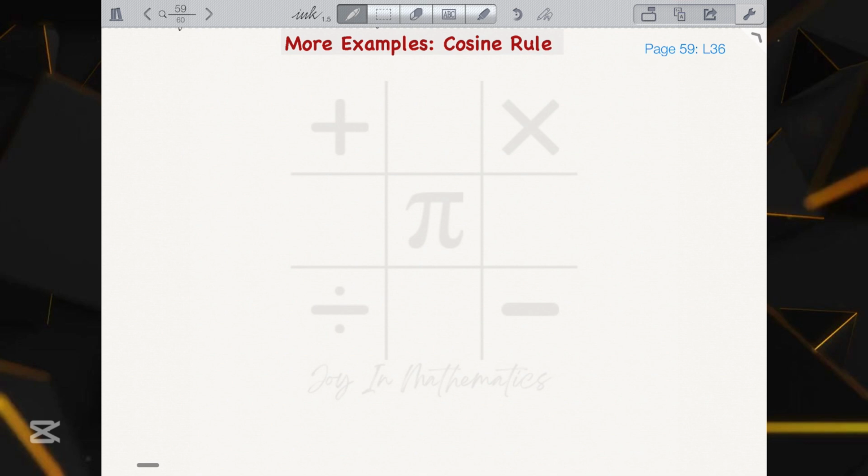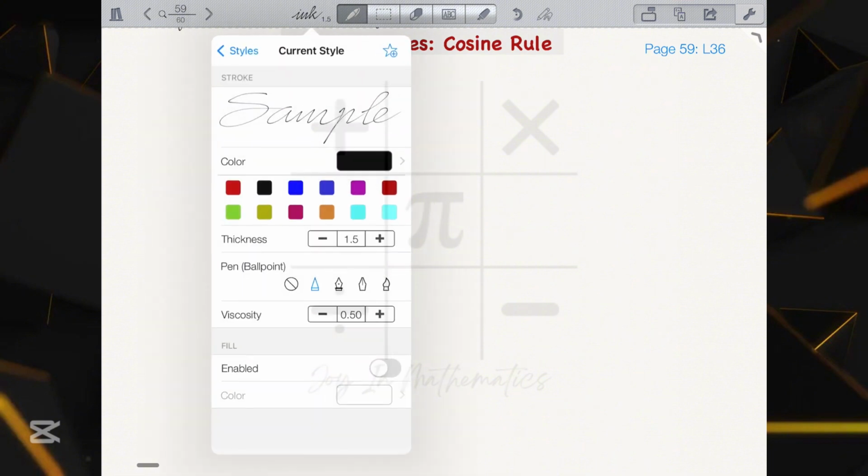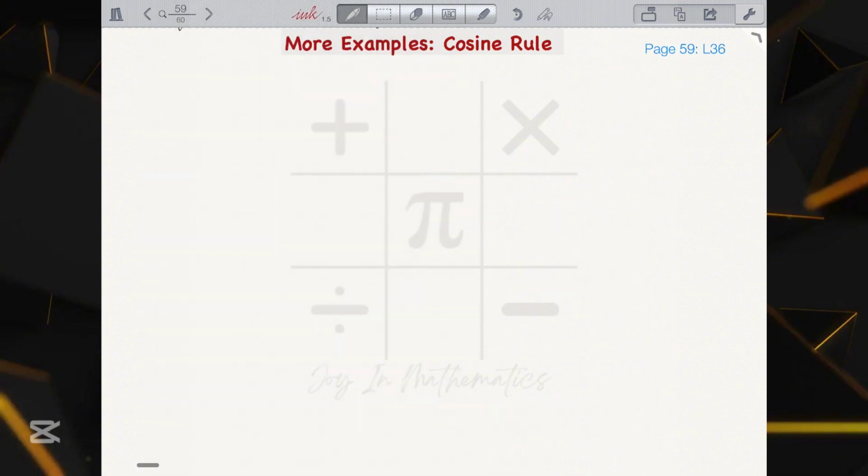In our previous lesson video, we learned about the cosine rule and we took 2 examples on it. But in this section, we are going to take more examples on cosine rule. So before we proceed, let's recall the formulas of the cosine rule.